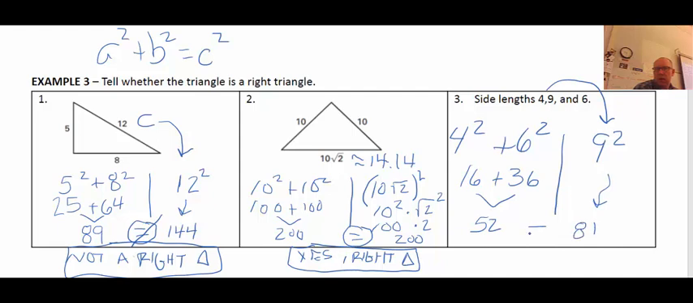Those do not come out equal like we wanted them to in the Pythagorean theorem, so again, this is not a right triangle.